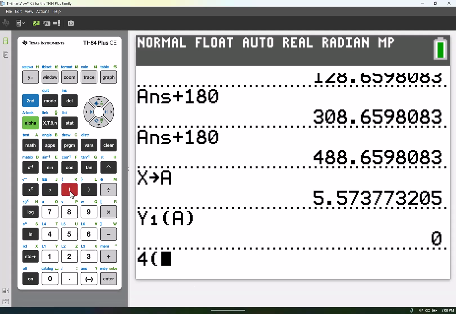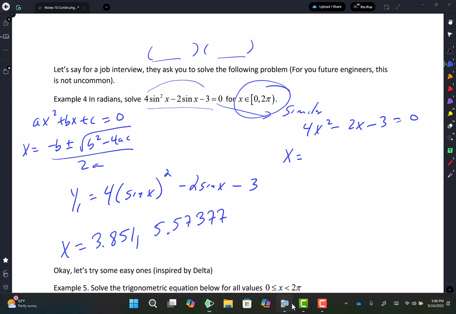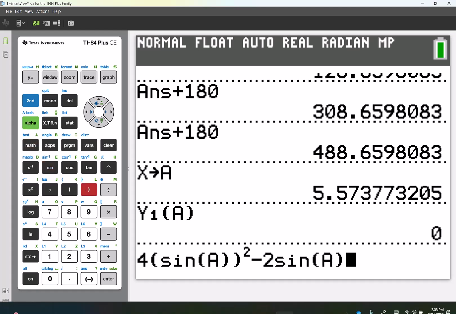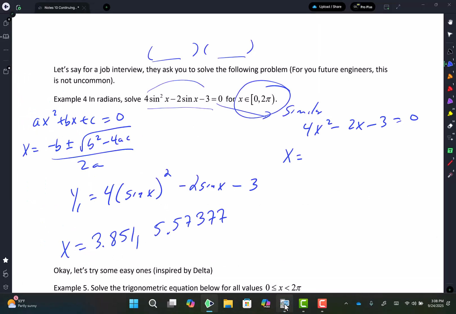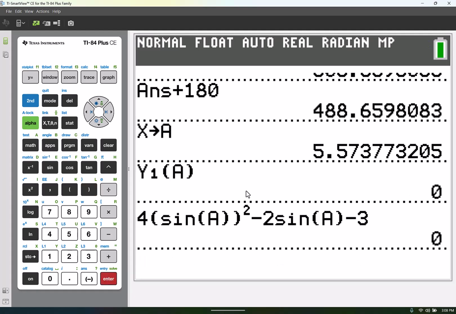This is the same thing as saying this. 4 times, open parenthesis, sine alpha A, close, squared, minus, I already forgot what the equation was, 2 sine A, minus 2 sine A, and then what was the last part? Minus 3. That's like what I did, but instead I already had it in Y1, so I just took Y1 of A. See, it works. Everything works, guys.